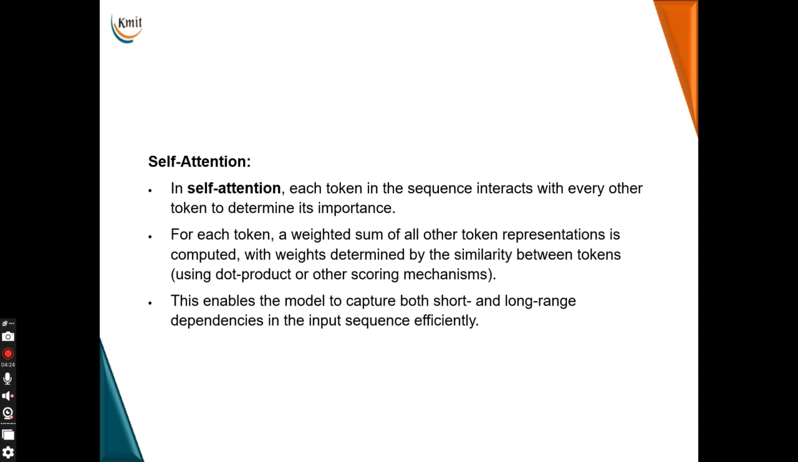Say for example, if I am trying to say "I am", I is not that dependent on am, whereas am generally comes after I. So you can think of there being a dependency measure carried by am with its previous token I. So you can identify the short and long range dependencies between the input sequences.